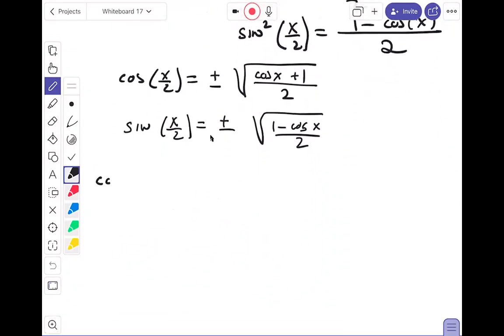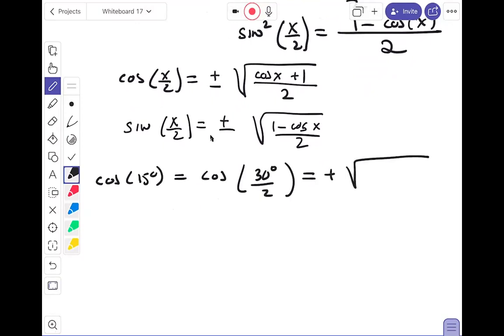So I want to do the cosine of 15 degrees, which is the cosine of 30 degrees over 2. I hope you realize this must be a positive number. So what do you have here? Cosine 30 degrees plus 1 over 2. We'll do that later. I also want the sine of 15 degrees.